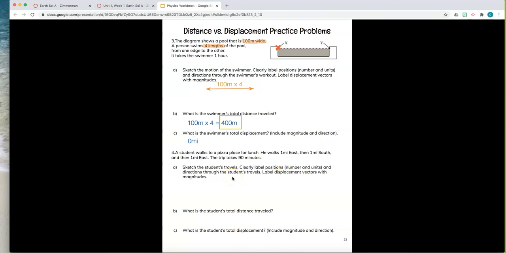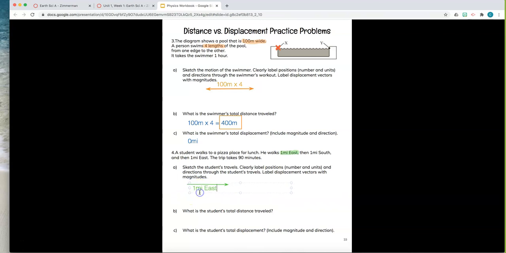Okay, the last one. A student walks to a pizza place for lunch. He walks 1 mile east, 1 mile south, and then 1 mile east. The trip takes 90 minutes. So to start with, we're going to draw it out. And our first direction is going to be east, which is to the right. So I'm going to mark this as 1 mile east. And I'm going to put my text in for labeling. So 1 mile east.